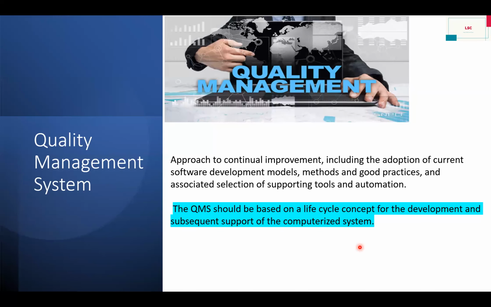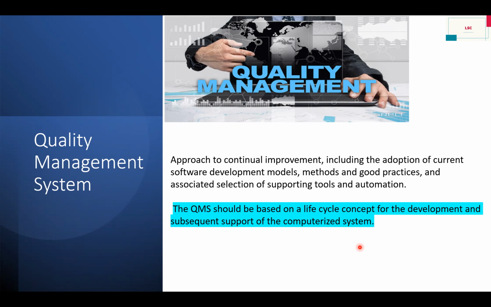So the quality management system of the supplier includes an approach to continual improvement, including the adoption of current software development models, methods, and good practice, and the associated selection of supporting tools and automation. The QMS should be based on the life cycle concept of the development and subsequent support of the computerized system.